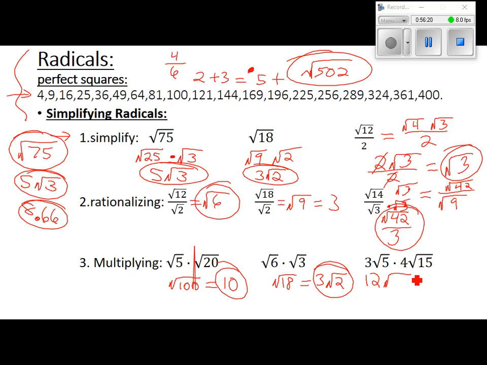What's 5 times 15? 75. Are we just going to leave it that way? 12 times the square root of 75? What do we know about 75?